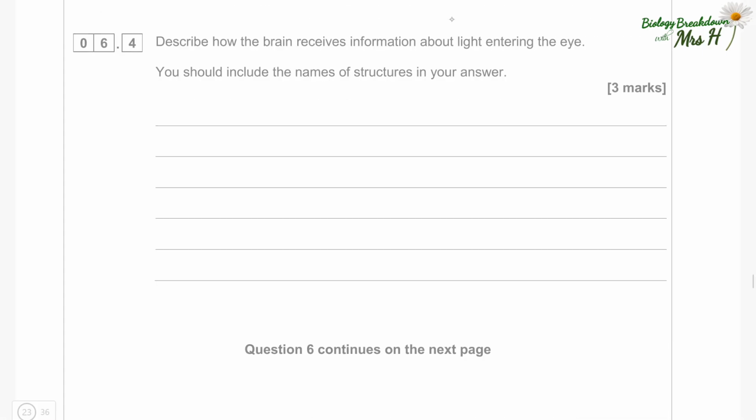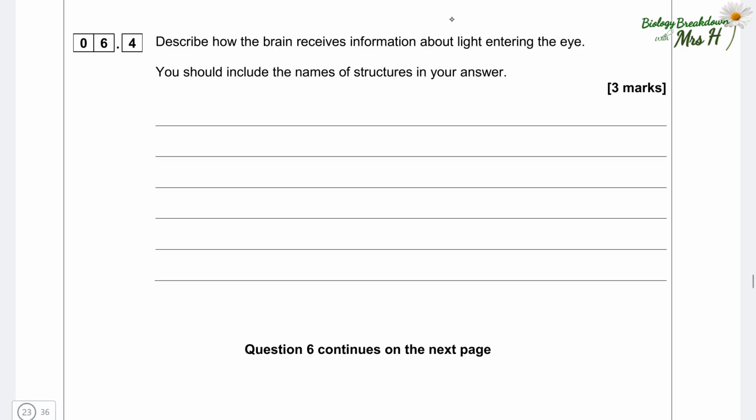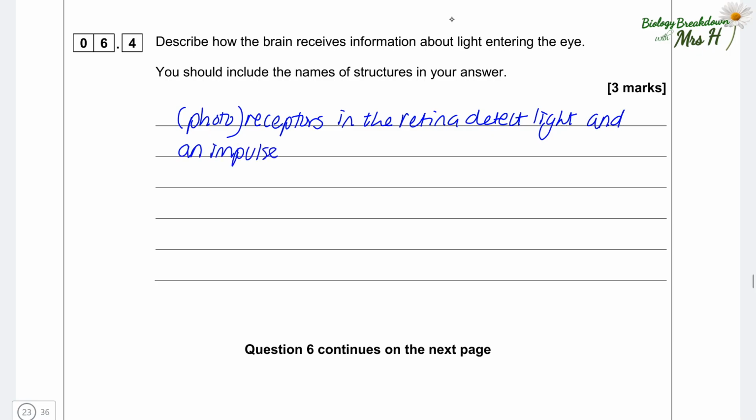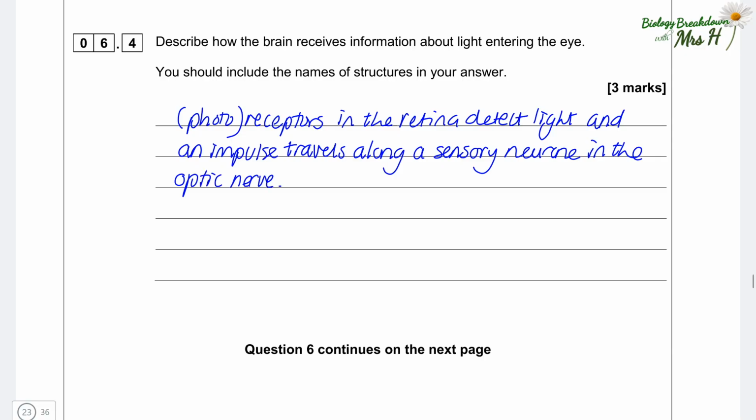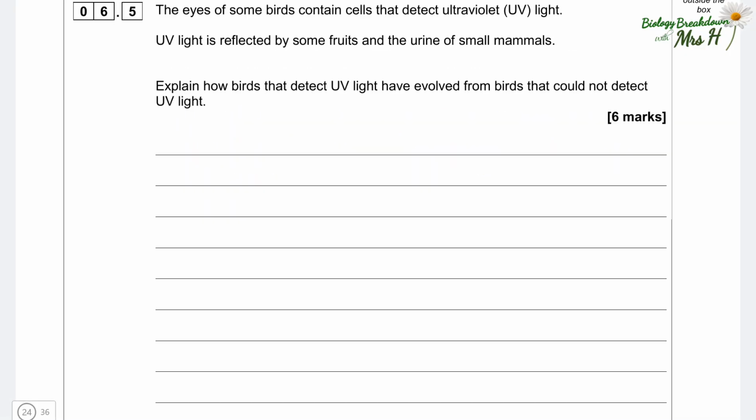Describe how the brain receives information about light entering the eye. You should include the names of structures in your answer. Photoreceptors in the retina detect light, and an impulse will travel along a sensory neuron, which are found in the optic nerve. The eyes of some birds contain cells that detect ultraviolet light. UV light is reflected by some fruits and the urine of small mammals.